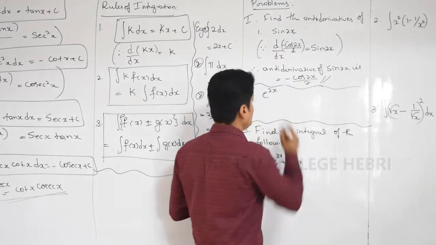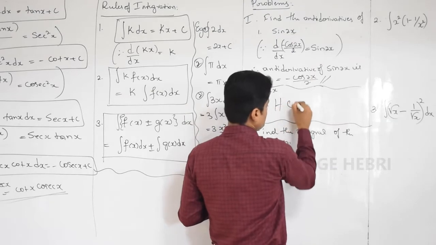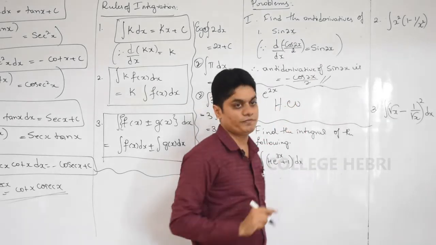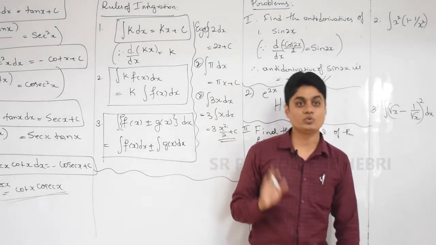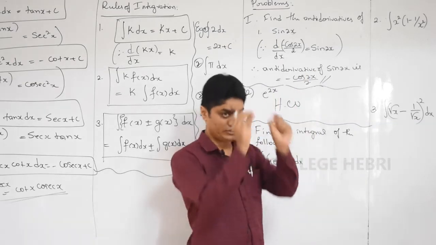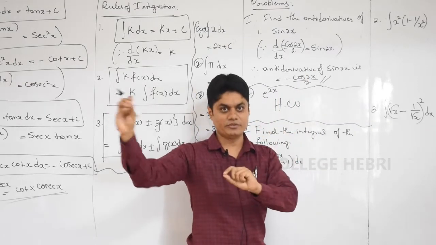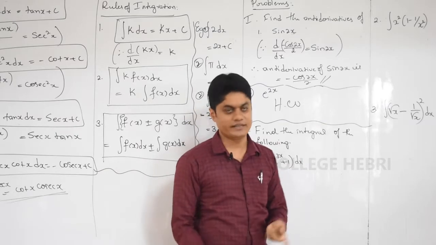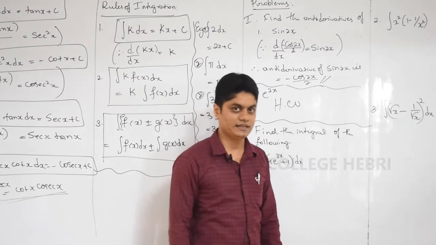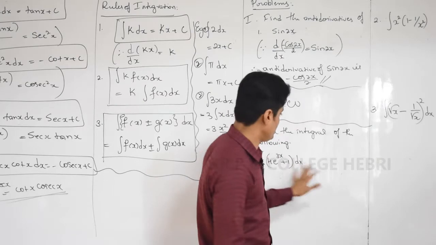So this I solved, this is for you. Homework problem: you have to find the antiderivative of e power 2x, using this method only, right? D by dx of something is equal to e power 2x. Arrange it, and you can definitely get it. This is a homework problem. Understood?